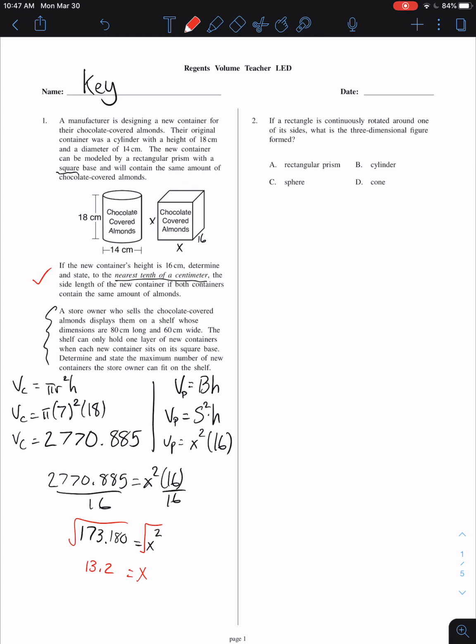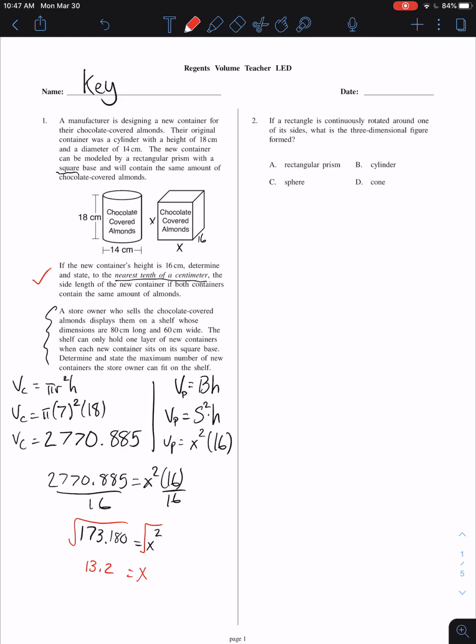The next part of the question says a store owner who sells the chocolate covered almonds displays them on a shelf whose dimensions are 80 by 60. The shelf can only hold one layer of new containers when each container sits on its square base. Determine and state the maximum number of new containers the store owner can fit on the shelf. Okay, this is where you really got to think here.